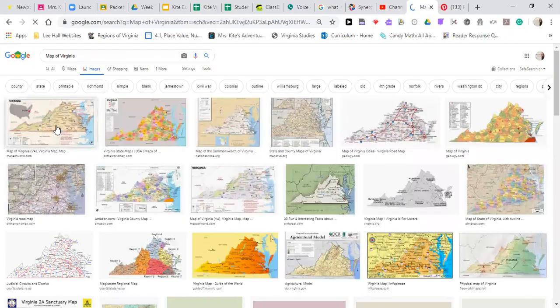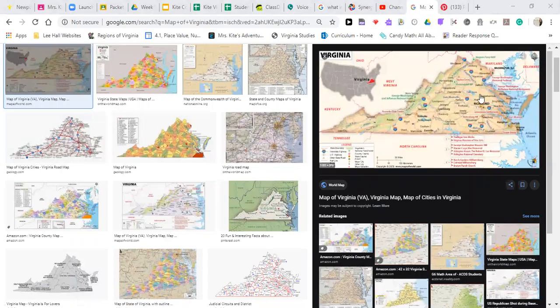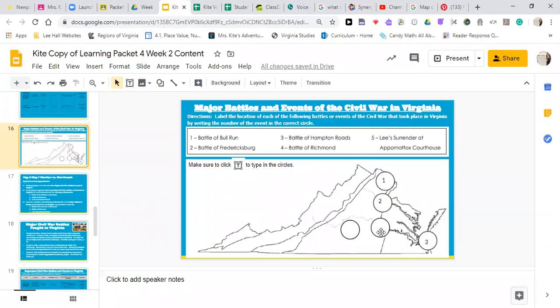So when we come over here, we look at our map of Virginia. Let's see if we can zoom in. That one's a little bit blurry. Aha, but you see how Richmond's really big here? It is right along this line here, and that is the fall line. Richmond, the city, is right on the fall line, guys. So we're gonna come back to our map, and right here, that's the fall line. So this circle is where the fall line is. That's where Richmond is. So we're gonna go ahead and fill that in. So our Battle of Richmond, number 4.